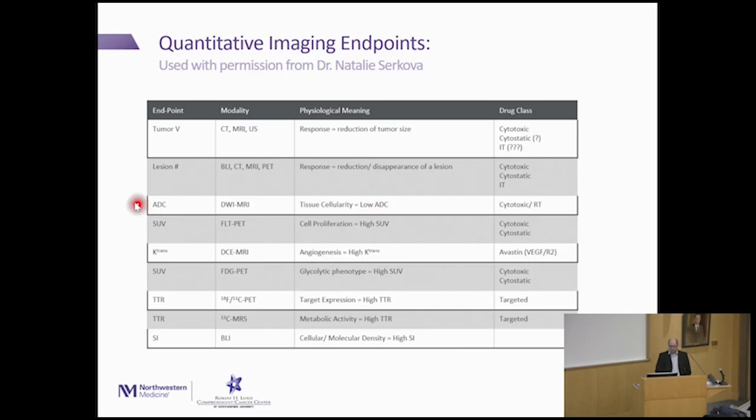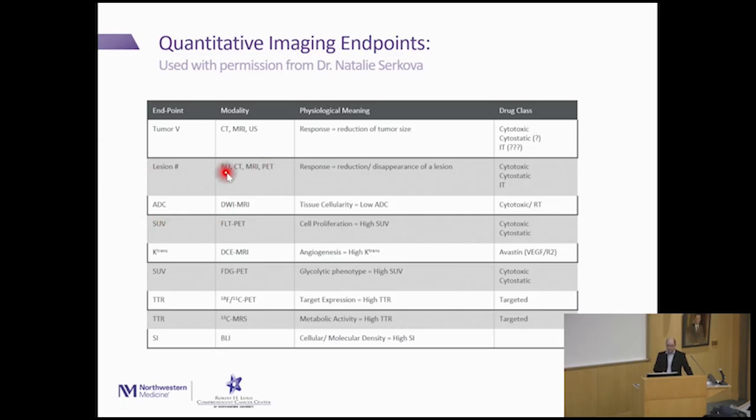So for example, tumor volume, which I think is actually not a great indicator for response to therapy, because you can imagine you could kill a lot of cells in a tumor, but the volume doesn't change, or you can make a tumor swell, so it appears to be getting bigger, but it's not growing per se. So tumor volume is not the best endpoint, but it's common and it's easy to understand.